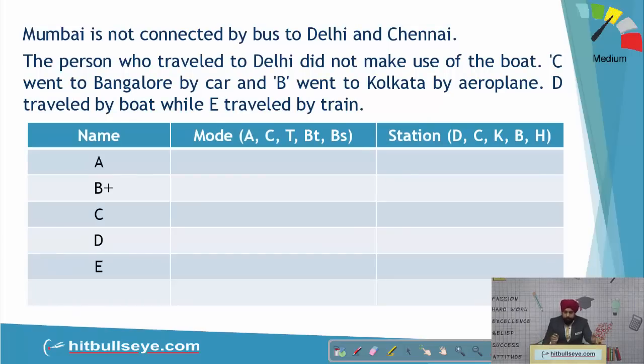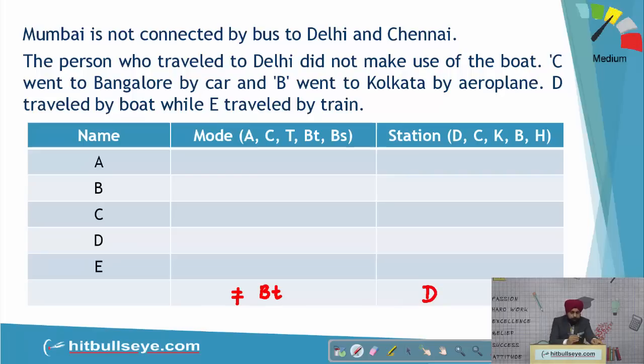Now students, 5 different modes have been given to us. Then it says the person who traveled to Delhi did not make use of boat. Now then extra line we can say the person is not using the boat who is traveling to Delhi.